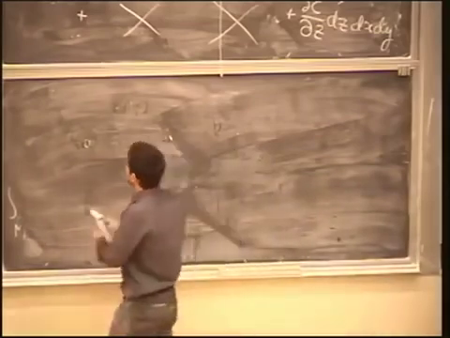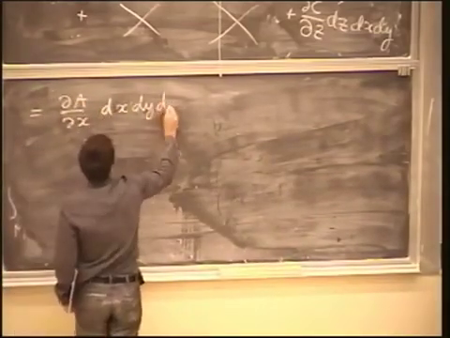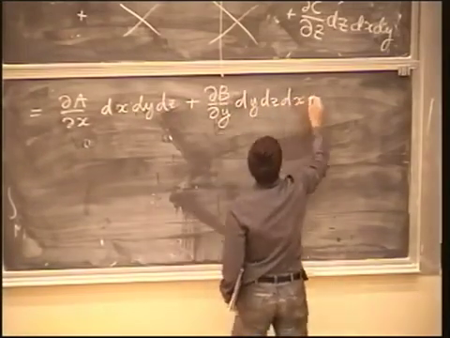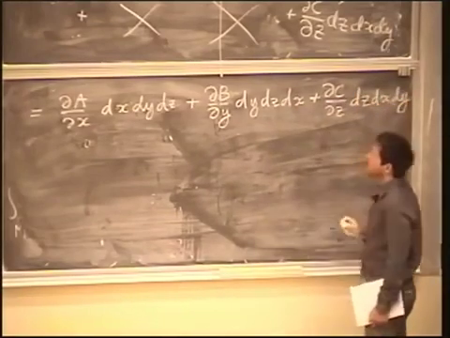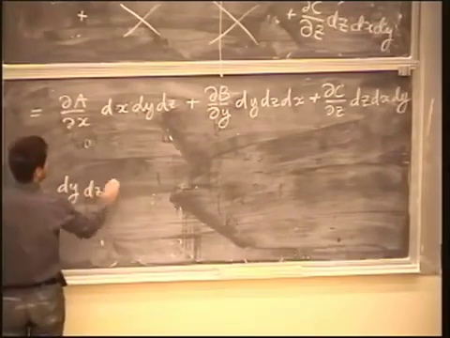Let me summarize. The answer has three terms. There is dA, dx, dx, dy, dz. There is dB, dy, dy, dz, dx. And there is dC, dz, dz, dx, dy. Okay? But now I have to follow my rules. And my rules tell me that dy, dz, dx.